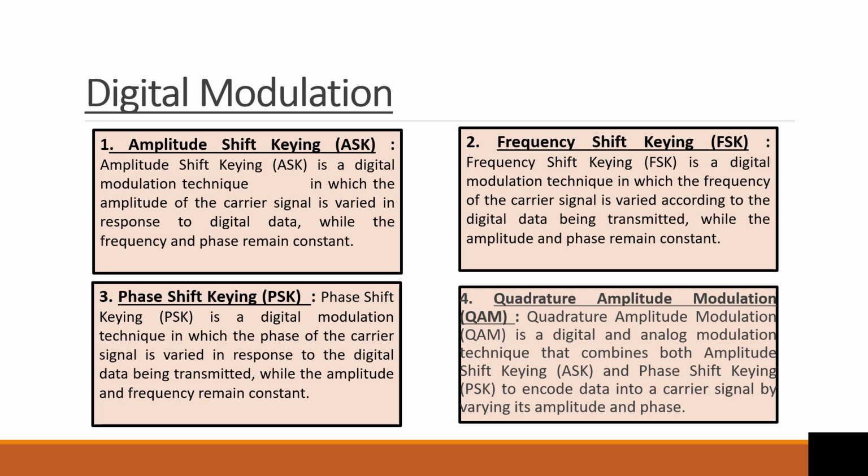Second, digital modulation. There are also four types of digital modulation. Number 1, amplitude shift keying, ASK. Amplitude shift keying, ASK, is a digital modulation technique in which the amplitude of the carrier signal is varied in response to digital data while the frequency and phase remain constant.